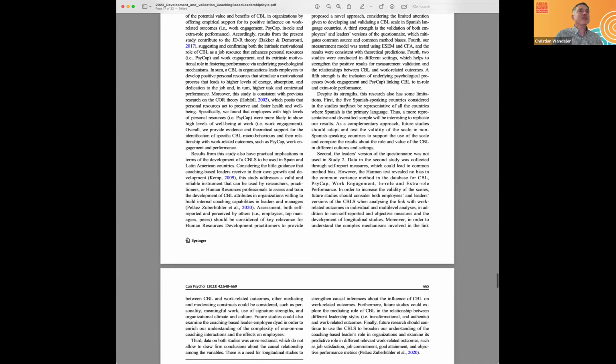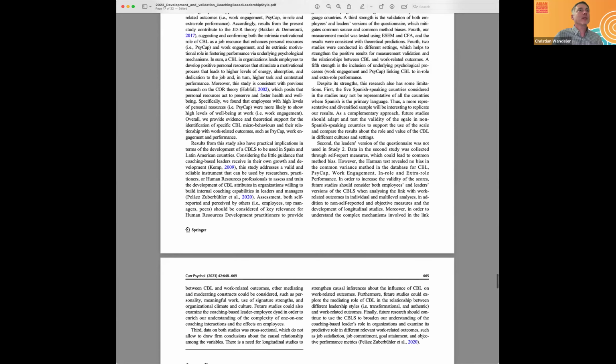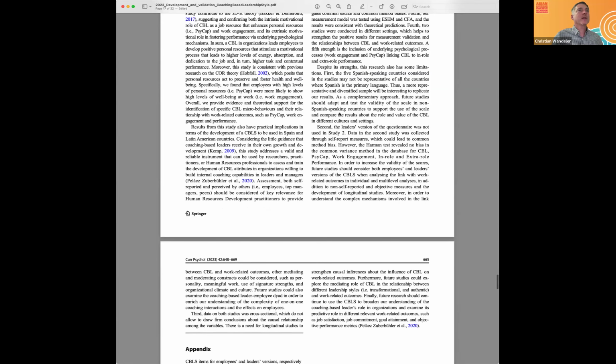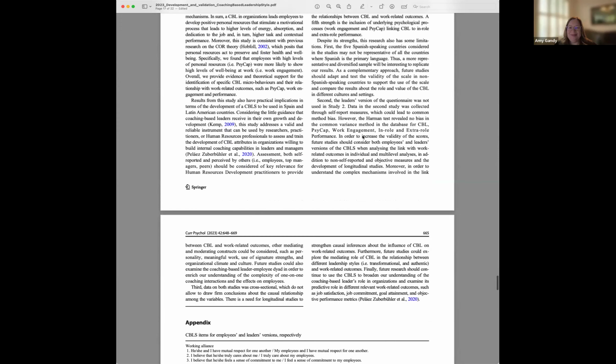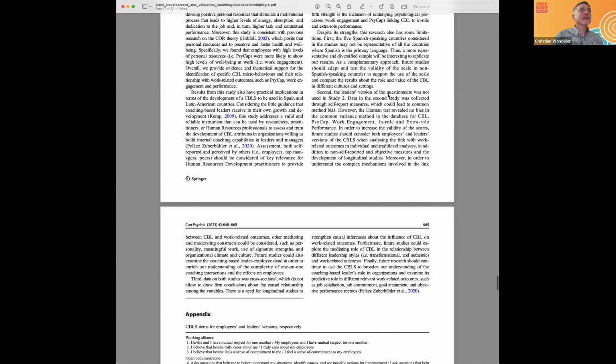All right, limitations. First, the five Spanish-speaking countries considered may not be representative of all the countries where Spanish is the primary language. Thus, more representative samples are needed to test our results. Future research should adapt and test the scale in non-Spanish speaking countries to support the use of the scale. So if you're looking for a dissertation idea, you could do that. It's in English, right? The leaders scale was not used in the second study. Okay.